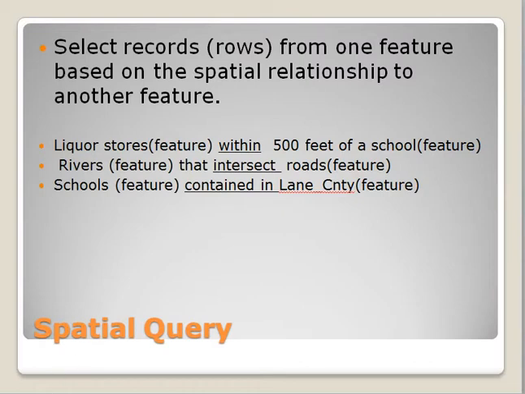So those are attribute queries. Another type of query that you can do is called a spatial query, where you select one feature based on its relationship to another feature. So I could find all the liquor stores that are within 500 feet of a school, or all of the rivers that intersect a road, or all of the schools that are totally inside Lane County. So this is a different type of operation, and I'm not looking at the name of any of the attributes within that field, but I'm looking at all of the attributes in one field with respect to another field.